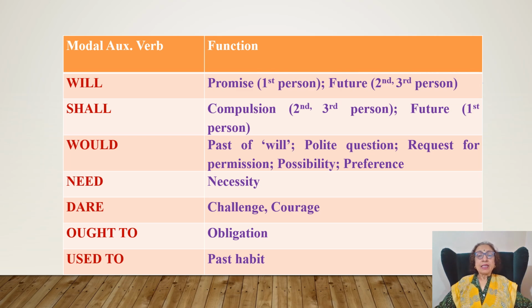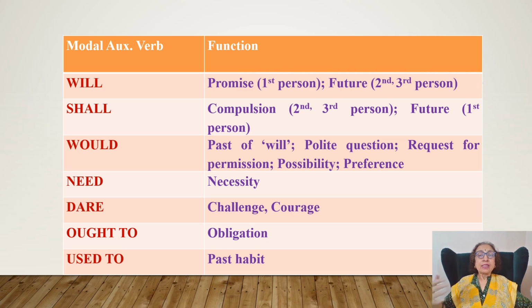If you say he shall come tomorrow, then it is compulsion. That means somebody is forcing that person to come tomorrow. That is the second and third person usage. You shall complete this homework. That means you are forced to complete the homework. You cannot escape. So shall is used for simple future for first person and for compulsion for second and third person.